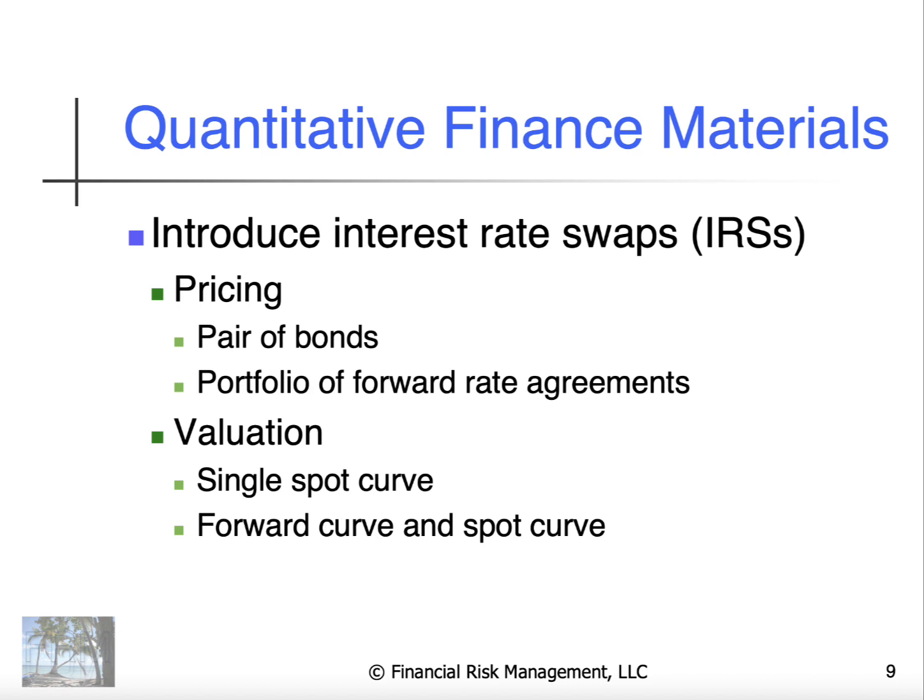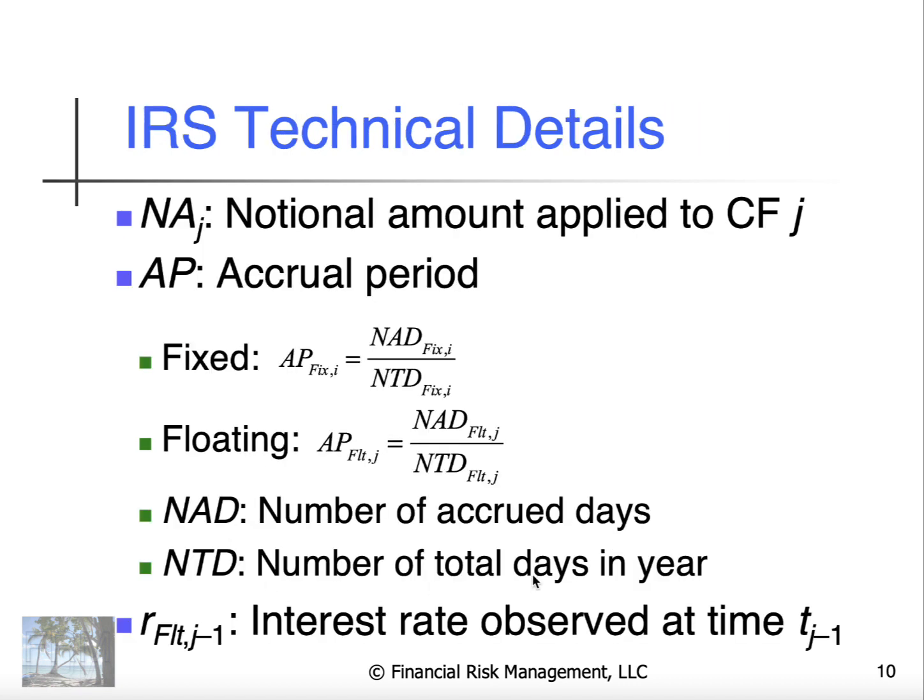The quantitative finance material, this particular module, is quite quantitative. There are two ways to price an interest rate swap. One is as a pair of bonds, and the other is as a portfolio of forward rate agreements. And when you value a swap, you can value it using a single spot curve, or a forward curve and a spot curve.